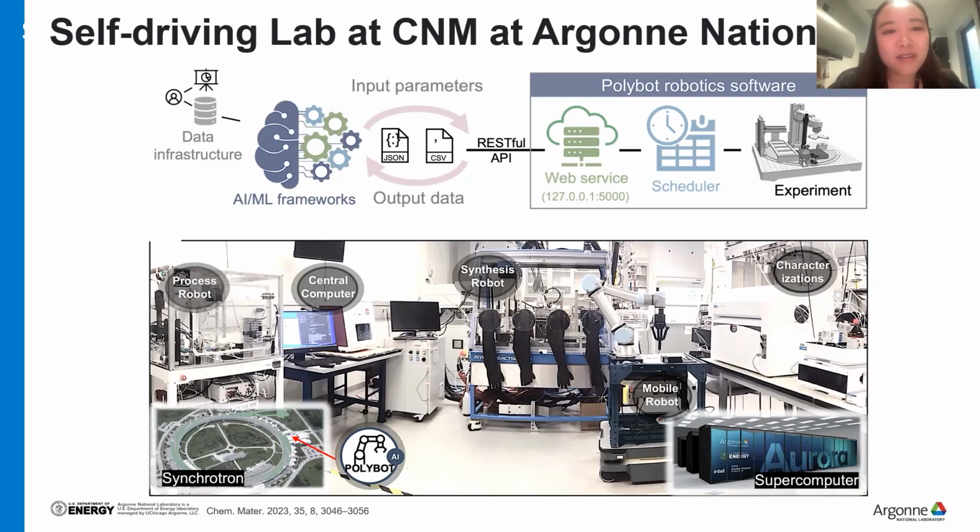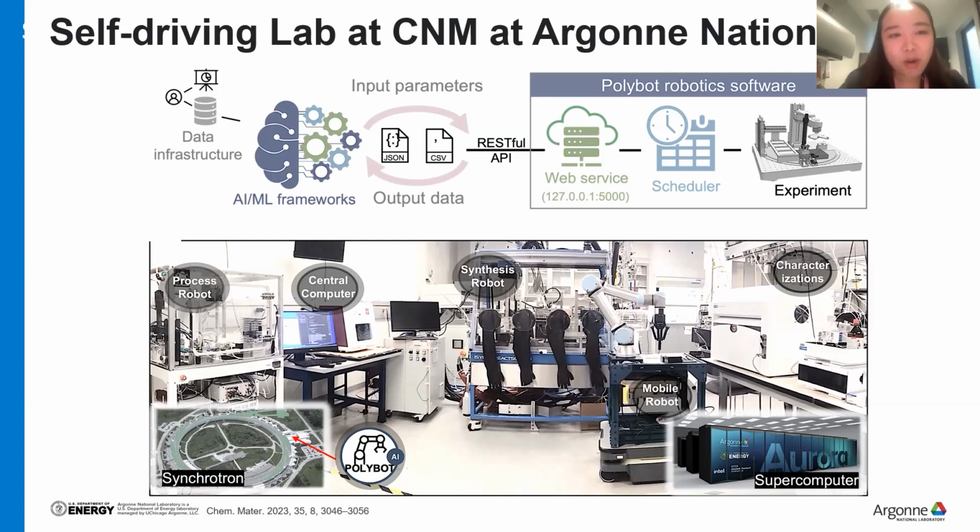So over the past 5 years, my group and my colleagues have been working together on a very exciting journey. We have been developing an AI-driven robotic laboratory at the Center for Nanoscale Materials at Argonne. We named it Polybot, also known as our self-driving lab.